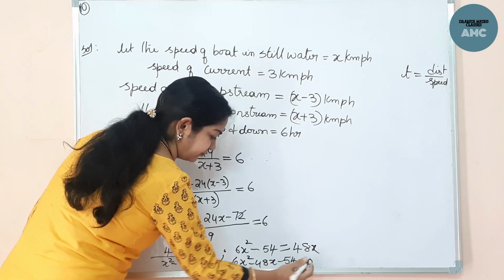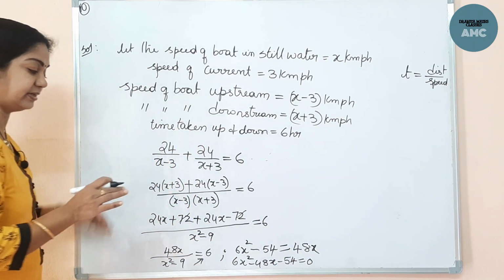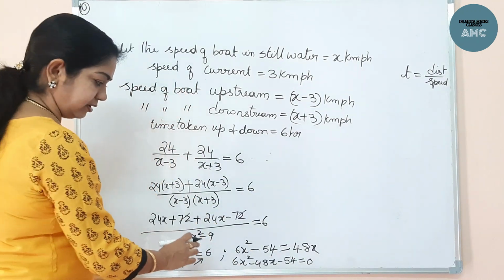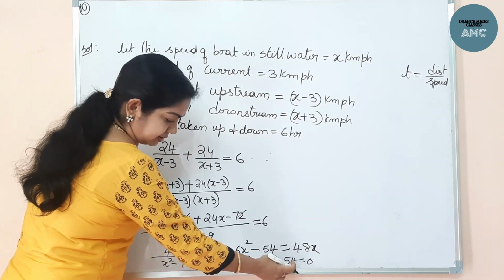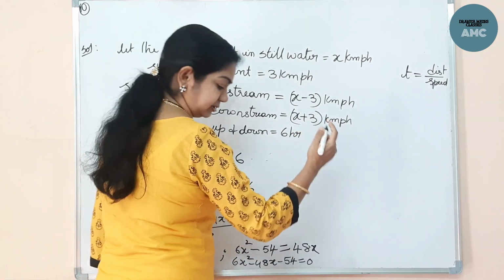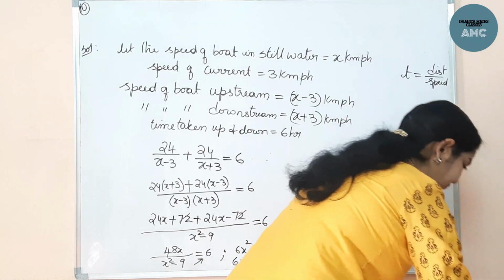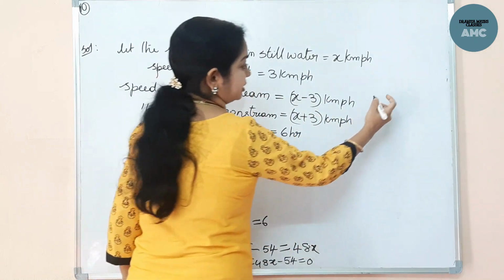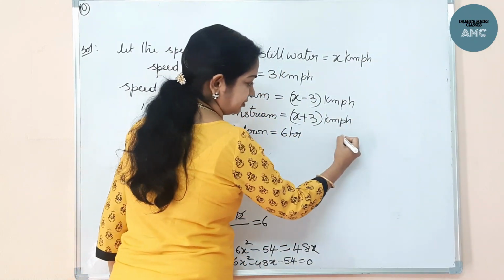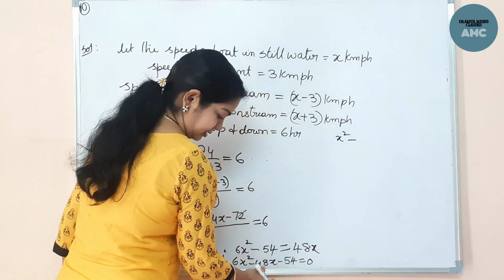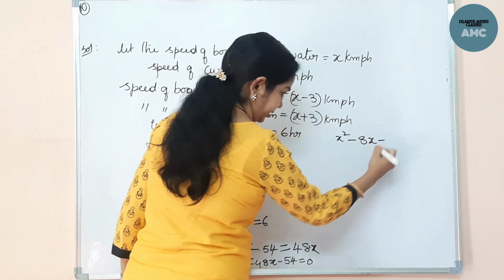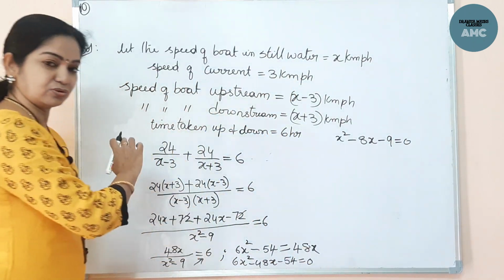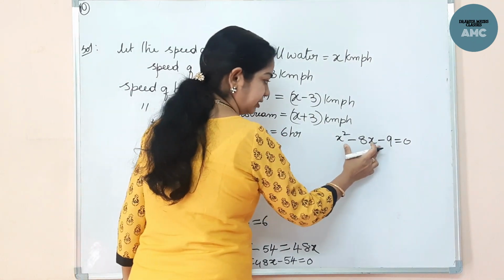Now we learned that we have to place them in a standard form, that is in the decreasing order of the x variables, x square, x and the constant term. Now here there is 6 common here, isn't it? Now we will take the 6 out here. Now dividing throughout by 6, you get x square minus 8x minus 9, because 6 is common. So throughout the equation I am dividing with 6. So this equation is formed.